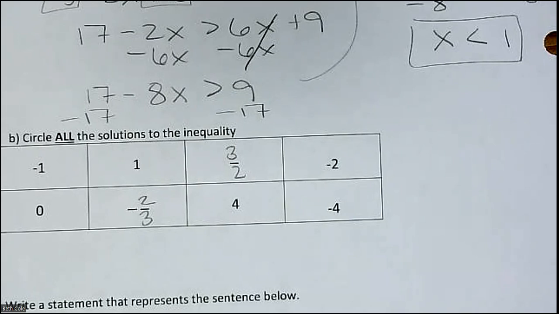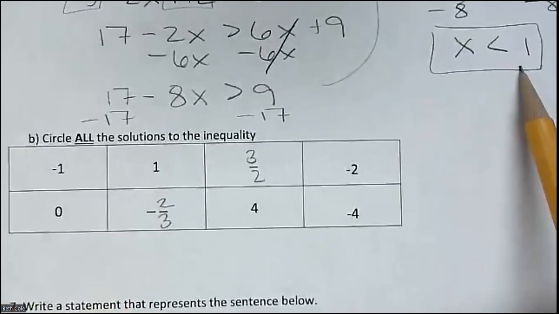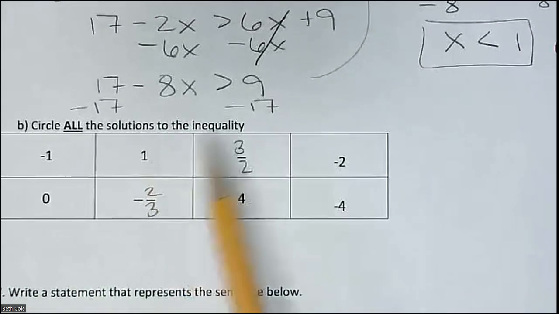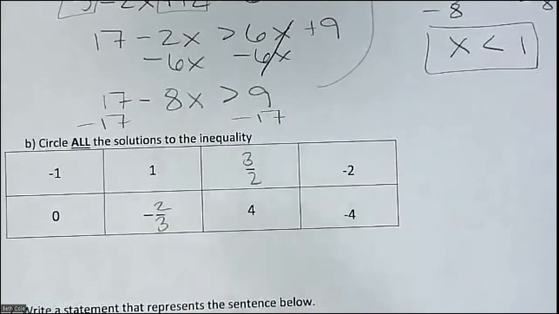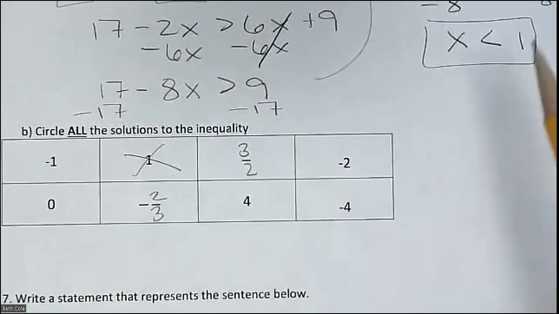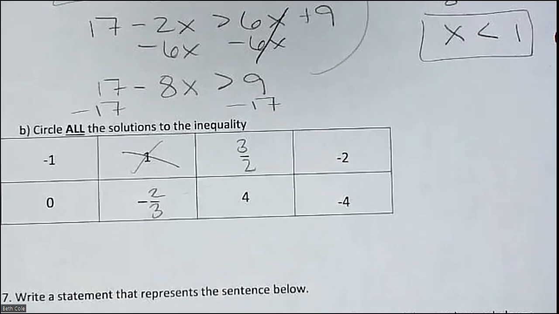But this is like what you did on your Delta Math, where they were check boxes that you selected, but you're going to circle all the solutions. So you want everything smaller than 1. Quick question. Does 1 count? Can I circle 1? No. Okay, so we don't, and you can X out the ones you don't want, but can you give me numbers that you see that are smaller than 1?